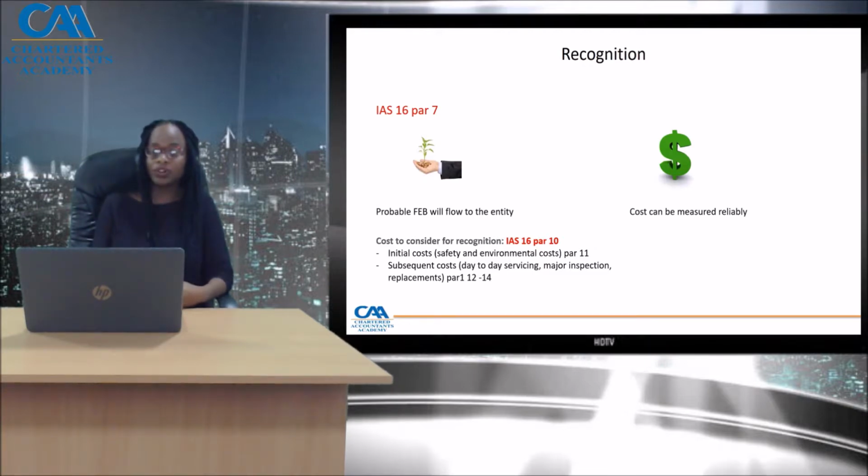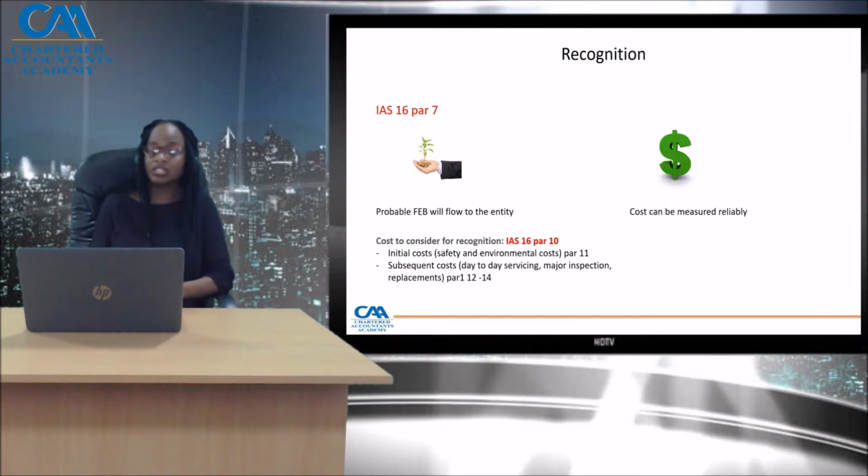Moving on to subsequent costs. I'd like us to focus on three specific types of costs. So there's day-to-day servicing. The purpose of incurring these day-to-day servicing costs is basically for repairs and maintenance. And the costs are primarily made up of labor costs and the cost of consumables. These costs will be expensed and should not be capitalized to the asset. So they're expensed into your profit or loss. So that's the first cost.